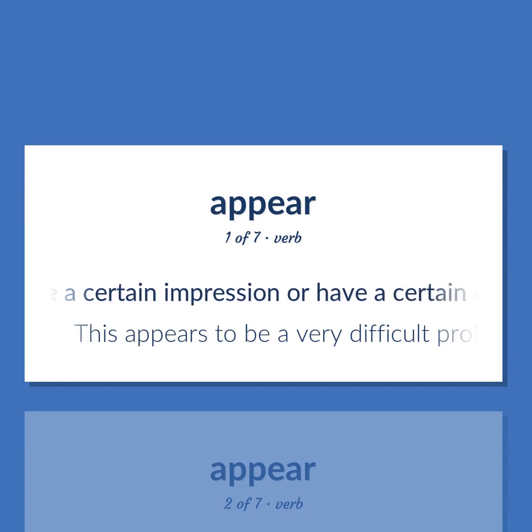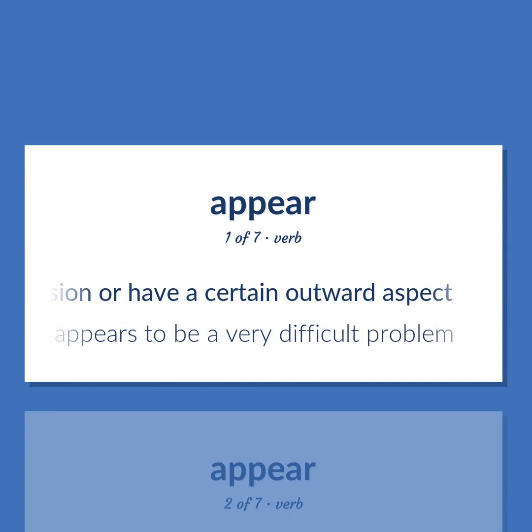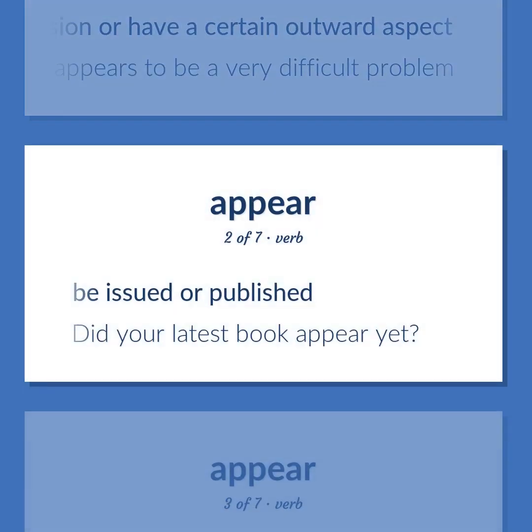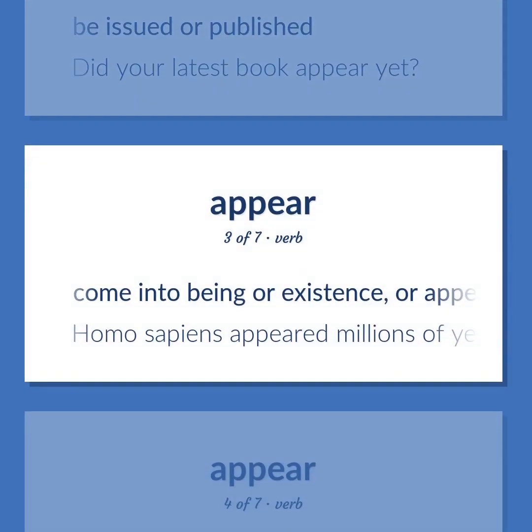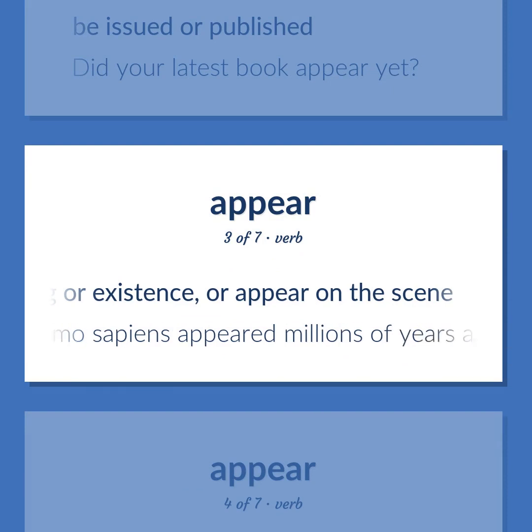Give a certain impression or have a certain outward aspect. This appears to be a very difficult problem. Be issued or published. Did your latest book appear yet? Come into being or existence, or appear on the scene. Homo sapiens appeared millions of years ago.